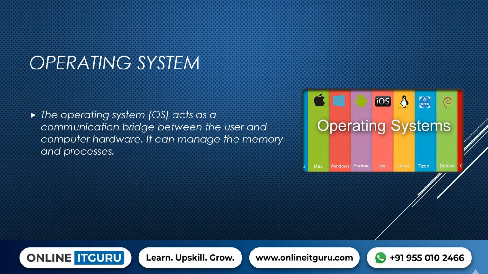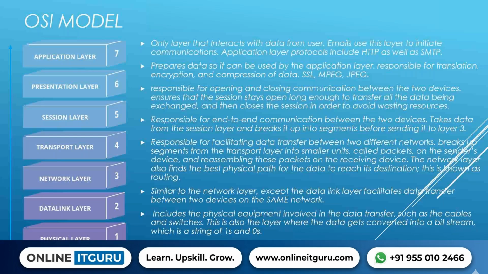The most common ones are Windows, Mac, Android, and iOS. The operating system is basically a communication bridge between the user and the computer hardware. It can do many things, like present a UI to use the hardware. It can also manage the memory and the processes and basically make life easier. And then we talked about the OSI model, which is basically what connections use for connecting stuff.